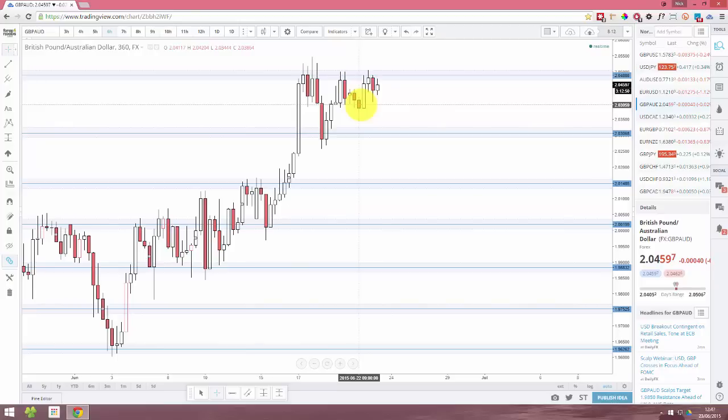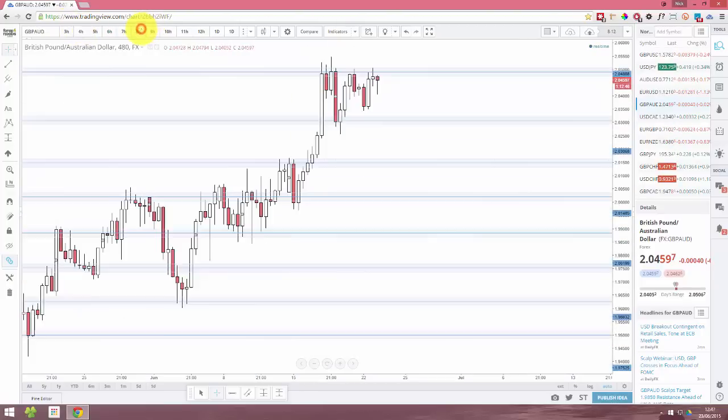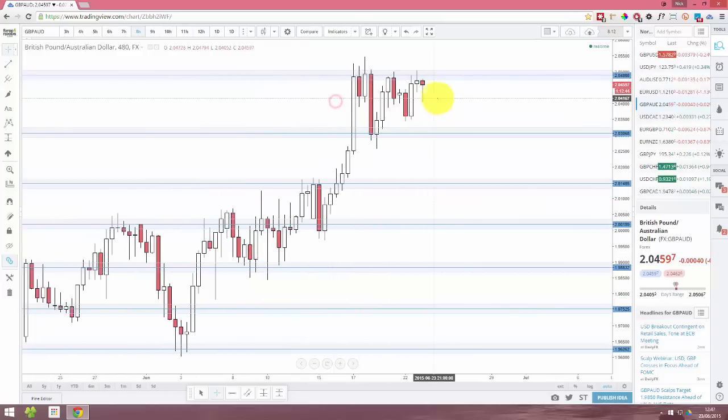Anyway, so let's look at GBPAUD for this week. We'll go to the 8 hour. So this resistance area is still holding strong, the 2.0490. It's the only resistance area I have for GBPAUD at the moment. Like I said, it's holding strong. It's looking really good.